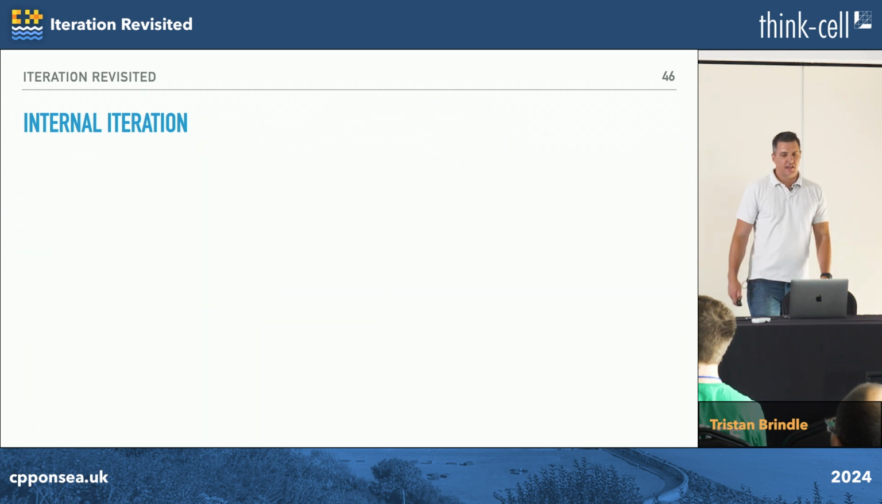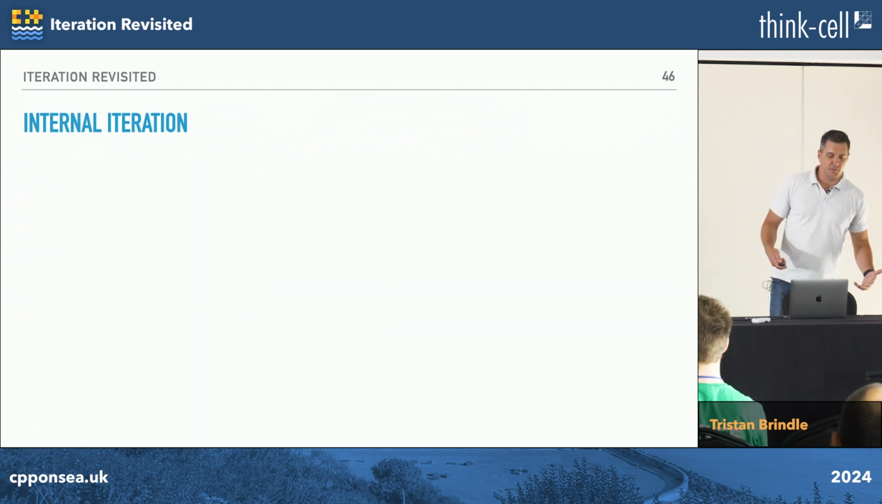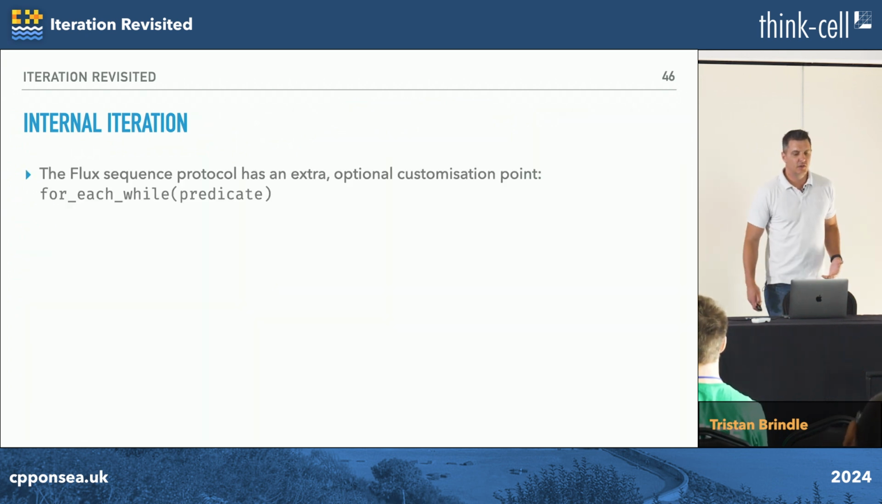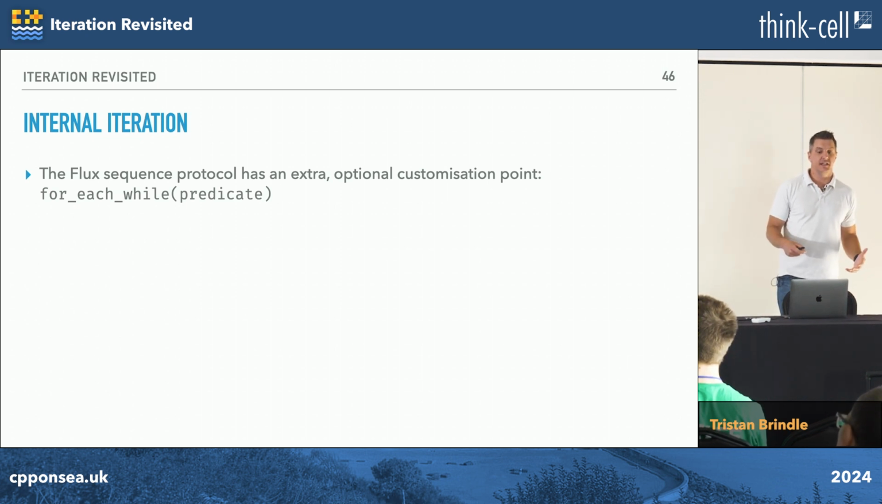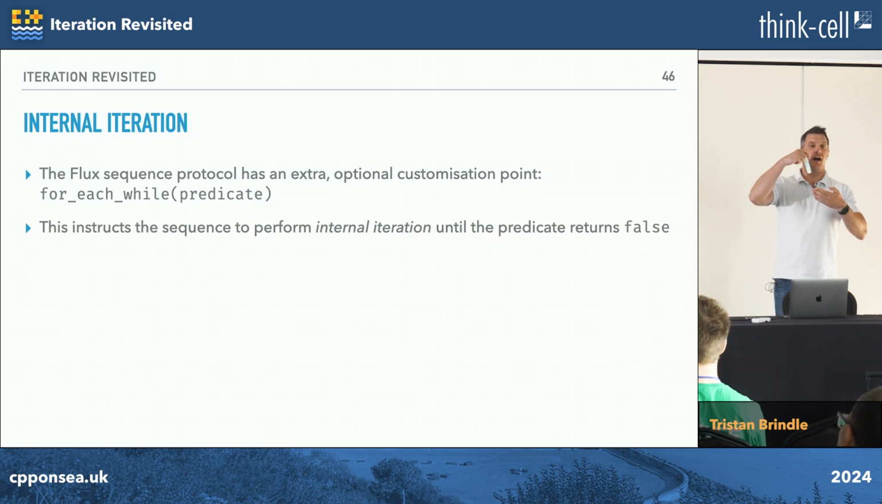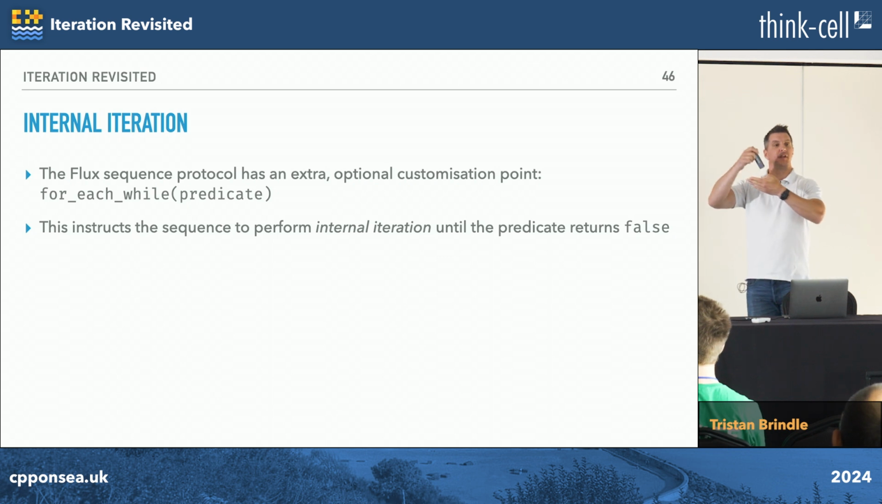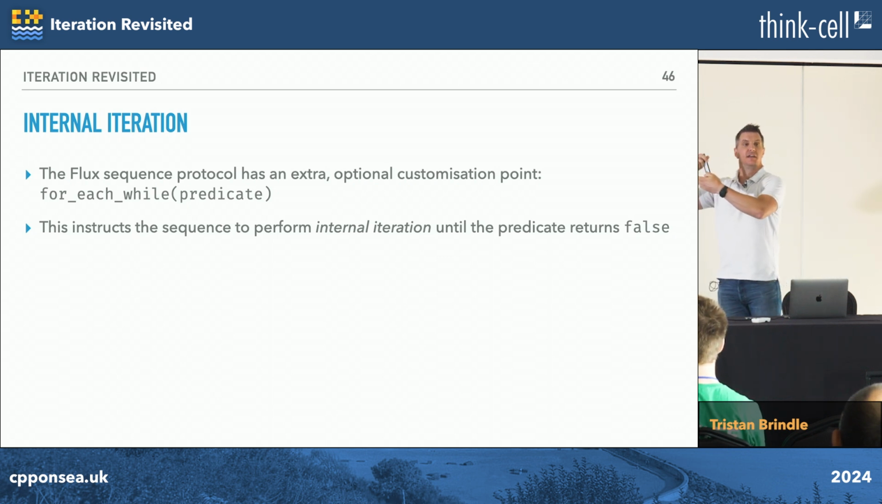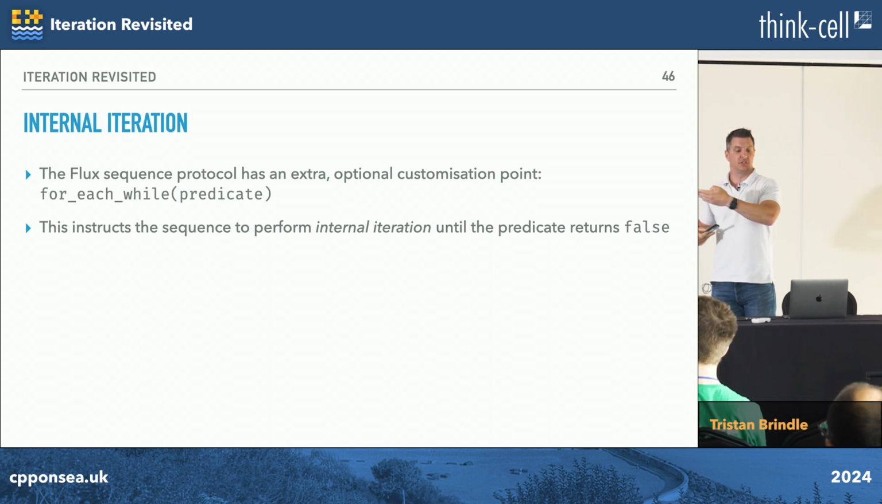So how does this work? Well, Flux has this neat optimization trick which is based on internal iteration. So there's an extra customization point, one I haven't talked about so far. It's an optional customization point, called for each while. And what this does is it says to the sequence, here's some predicate. Just iterate over all of your elements, calling the predicate for each element in turn until such time as the predicate returns false. And at that point, iteration is going to stop.